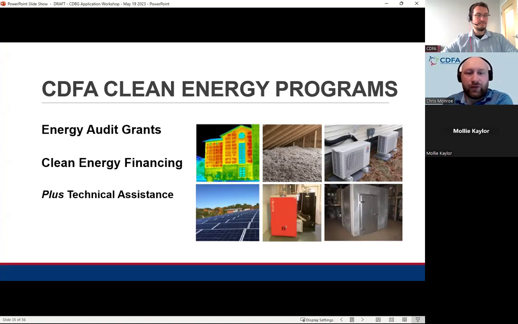CDFA provides several resources for applicants seeking to improve their facility's energy efficiency or add renewable energy: grants for energy related analysis, low interest financing, and CDFA technical assistance to help applicants build a better project. So particularly, with climate impacts on projects and various factors in the environment, now more than ever, having energy efficient buildings, having comfortable buildings, resilient buildings is paramount. So we do provide resources for businesses and nonprofits and municipalities to pursue those goals.